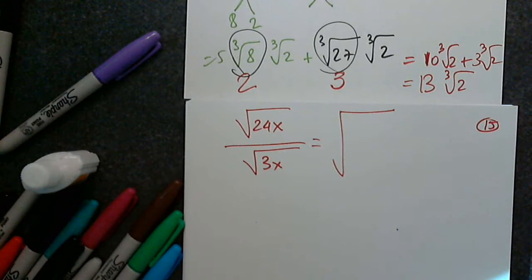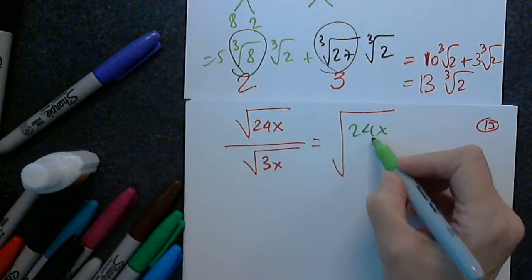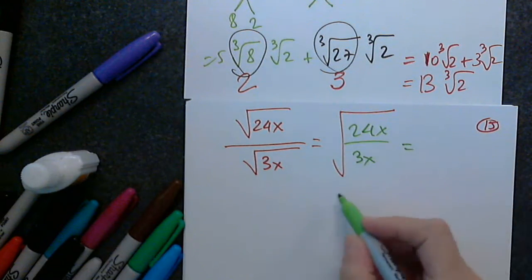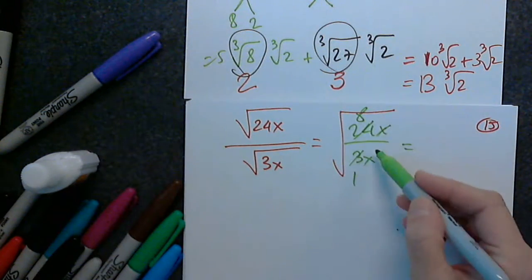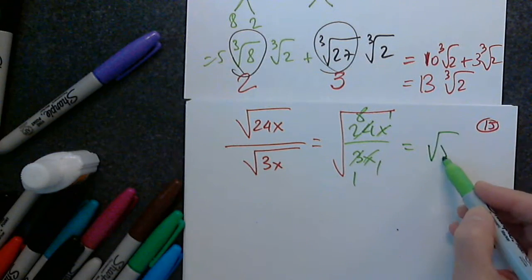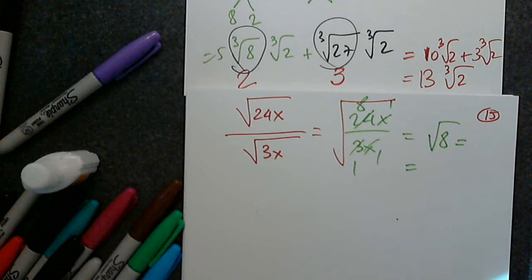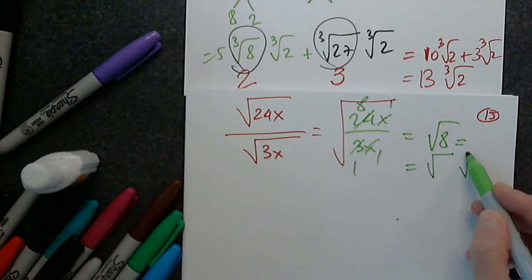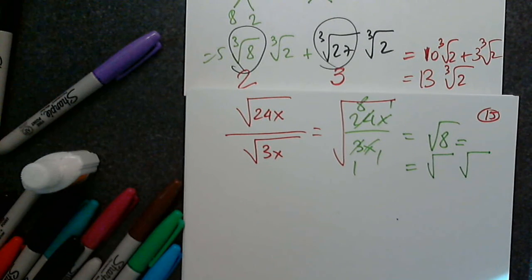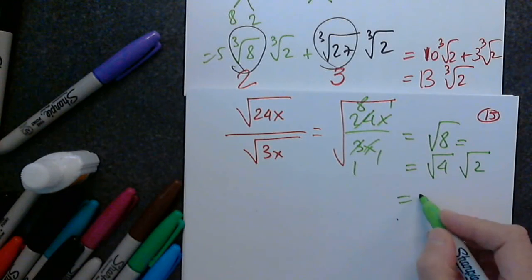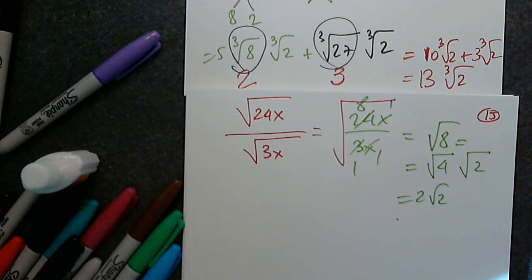Excellent. They do have the same factors. I can simplify. So by 3, 1 and 1, the square root of 8. How do I present the square root of 8? As the square root of times the square root of. Excellent. So then this is 2 times the square root of 2. Great job.